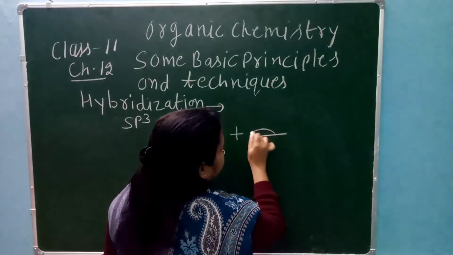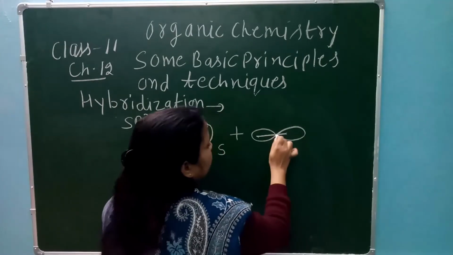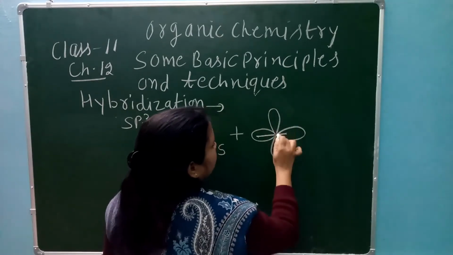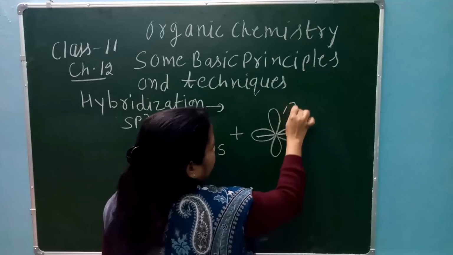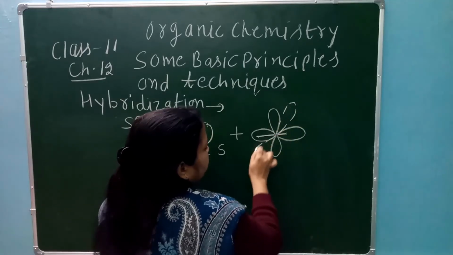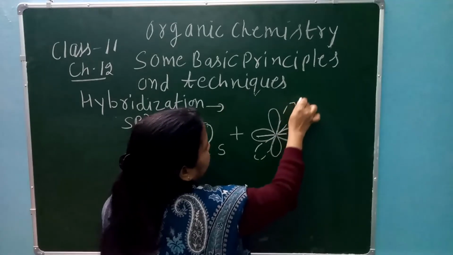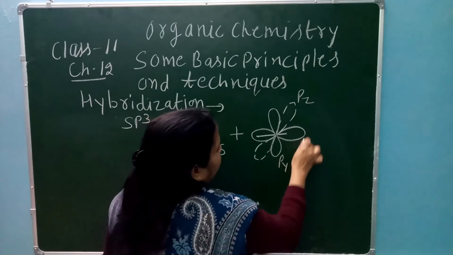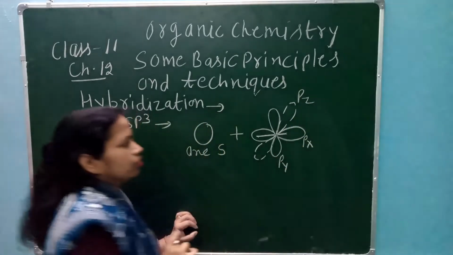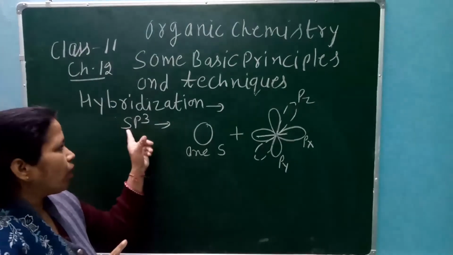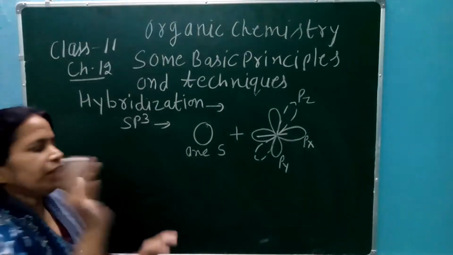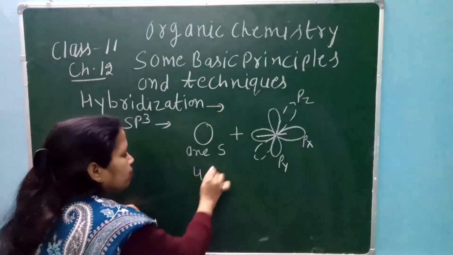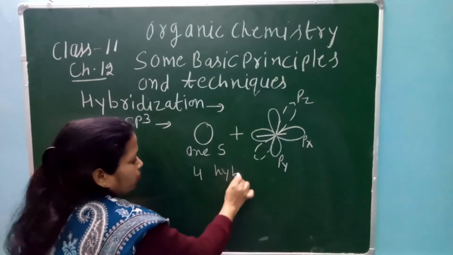You can write like this: Px, Py, and above the plane Pz. Pz, Py, and Px. Clear? So 1, 2, 3. So how many total? 4 hybrid orbitals are formed.